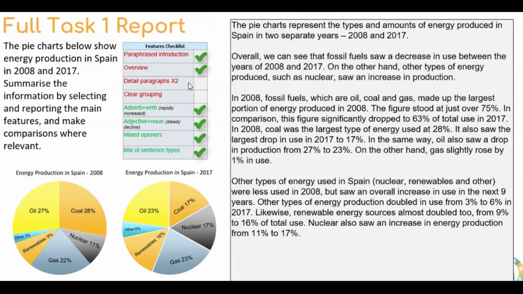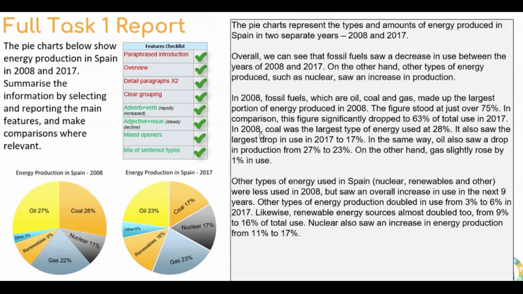Okay, so that's definitely these two boxes ticked. And I know that I've got the detailed paragraphs in clear grouping. So these are very much ticked off my features checklist. In 2008, fossil fuels, which are oil, coal and gas, made up the largest portion of energy produced in 2008. The figure stood at just over 75%. In comparison, this figure significantly dropped to 63% of total use in 2017.